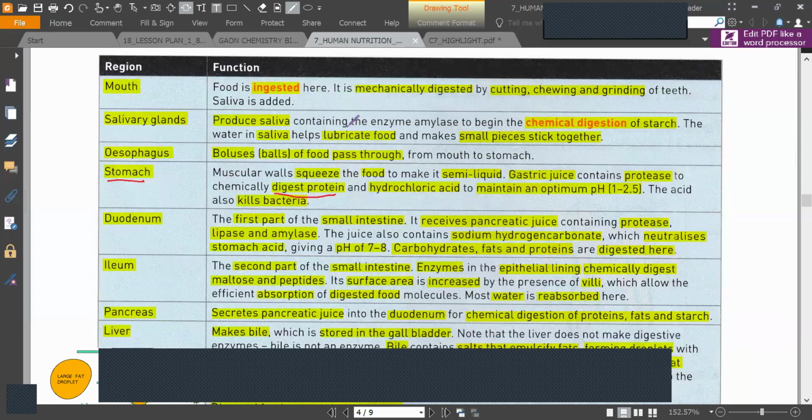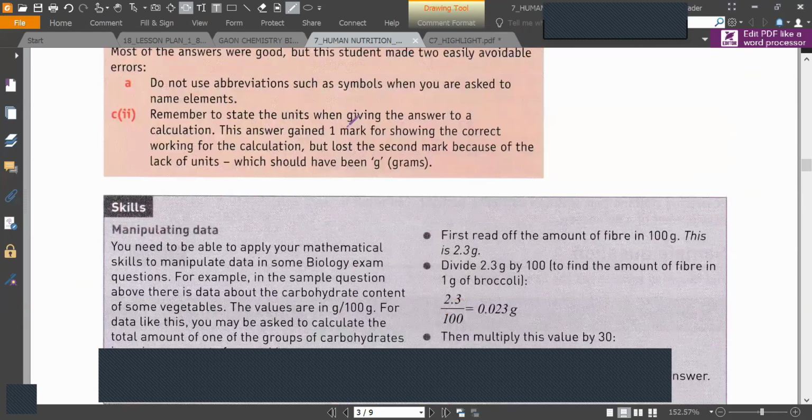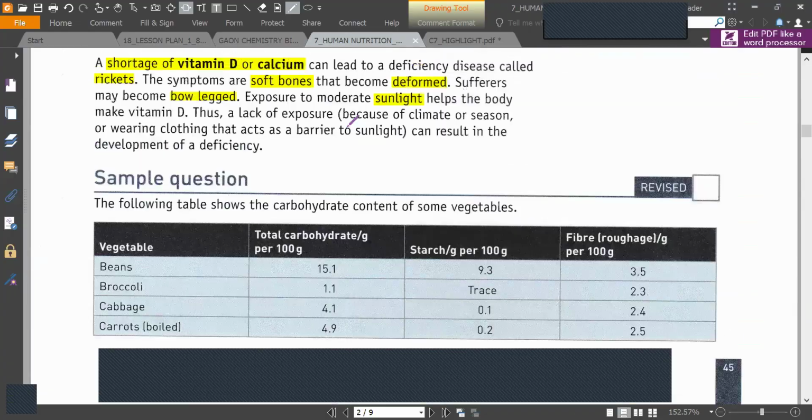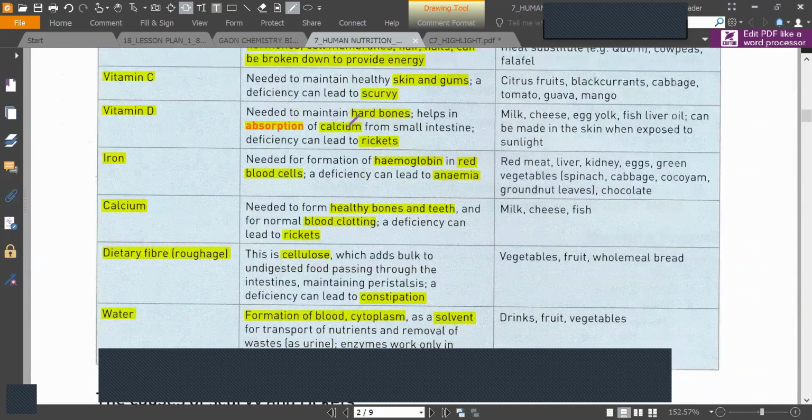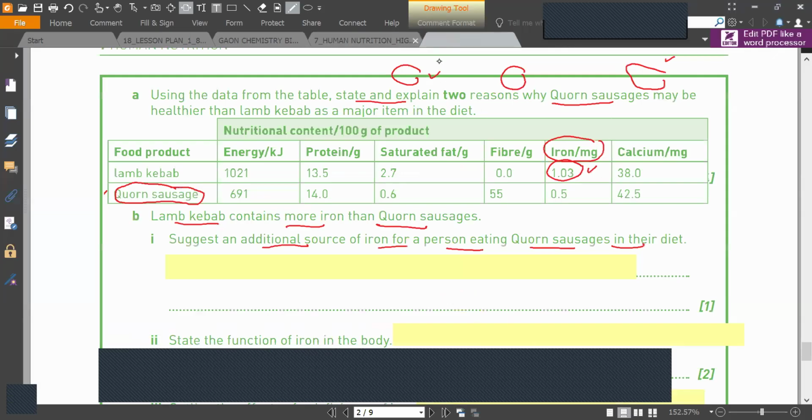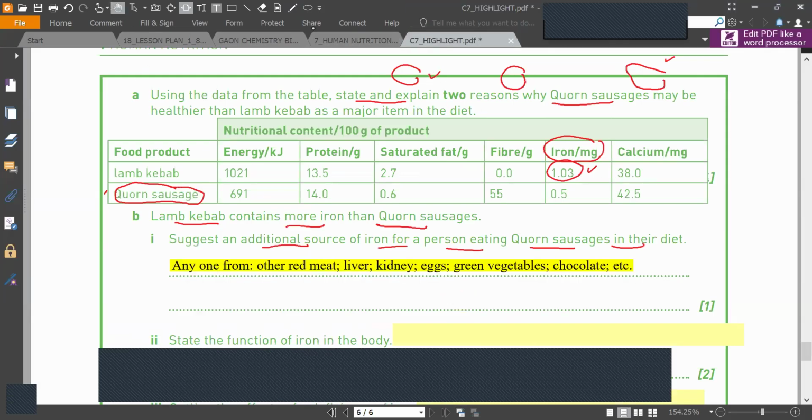So we also have it in the notes. To get more iron, we can get it from these food sources: red meat, liver, kidney, eggs, green vegetables, chocolate, and so on.